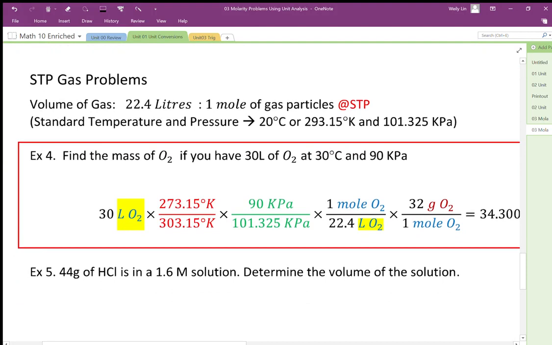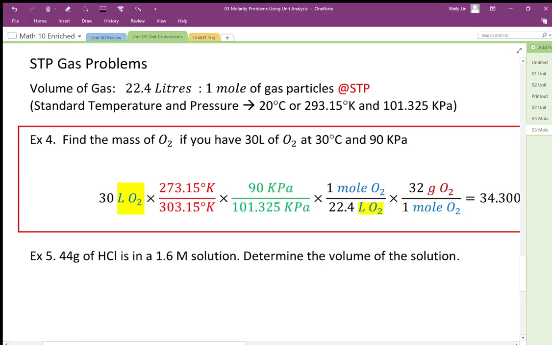For STP gas problems, we need to make sure we understand that the standard temperature and pressure is 20 degrees Celsius, or we have to convert this to kelvins for our ratio, so 293.15 Kelvin, and the standard pressure is 1 atmosphere, or 101.325 kilopascals. And in that situation, 1 mole of gas is going to take up a volume of 22.4 liters. Okay, so that's our standard temperature and pressure.